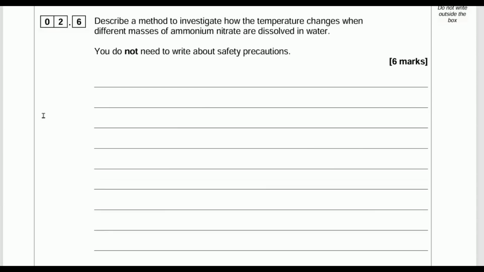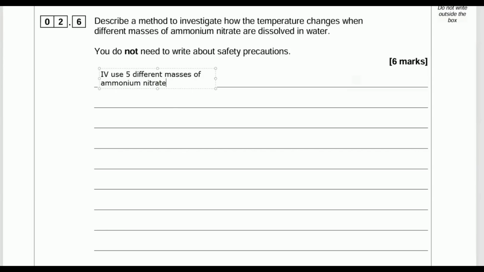2.6. Describe a method to investigate how the temperature changes when different masses of ammonium nitrate are dissolved in water. You do not need to write about safety. It's 6 fat marks. So what do we want to do? They're telling us what the independent variable is. Different masses of ammonium nitrate are dissolved in water. So I'm going to use 5 different masses. I want to say what my independent variable is. So for my IV, use 5 different masses of ammonium nitrate.